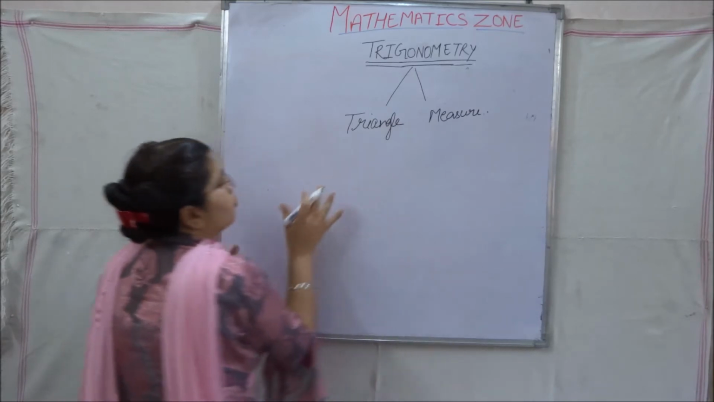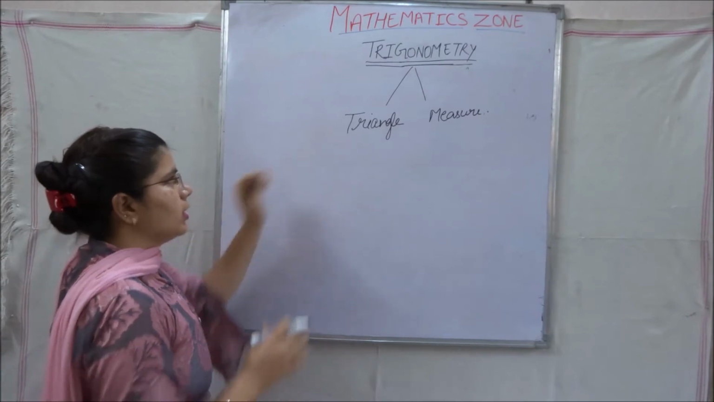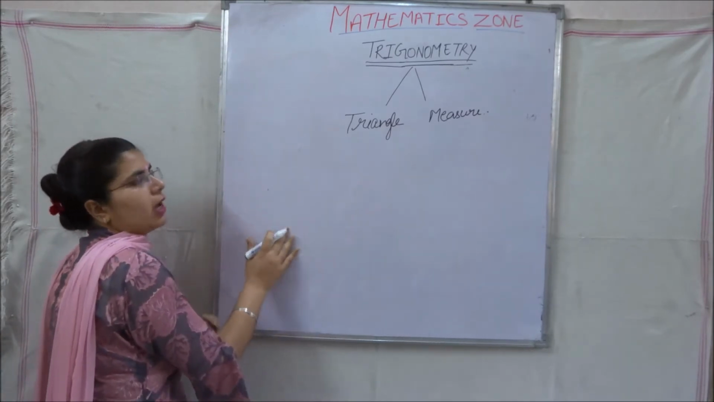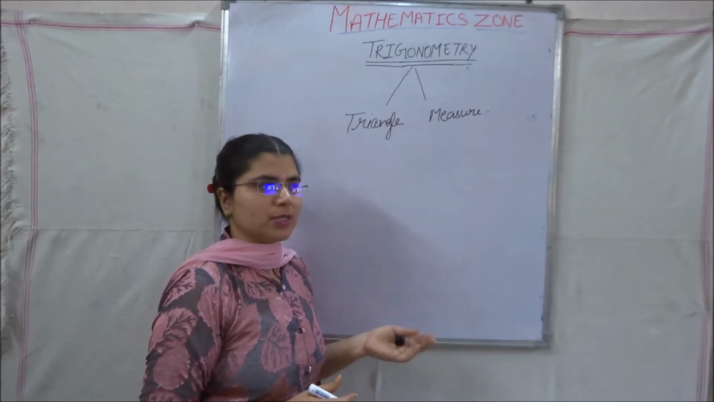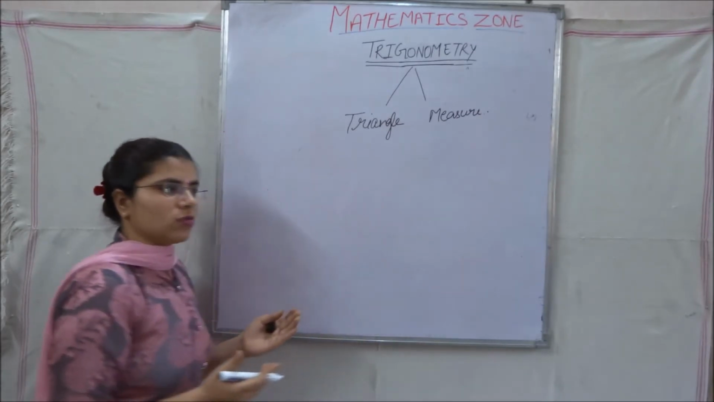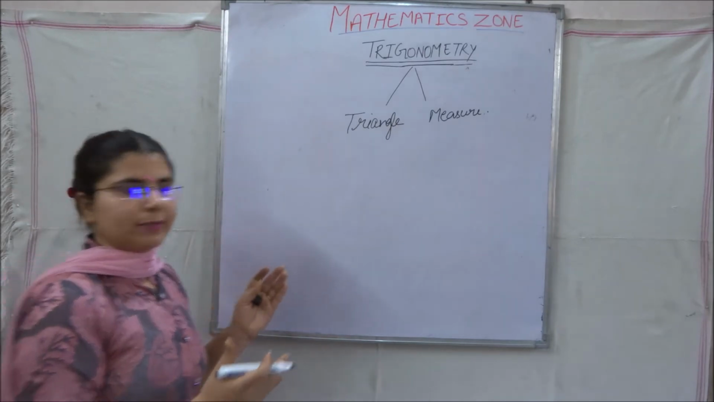Now what is the application of trigonometry? The application of trigonometry is that it is used in planetary motion, in GPS, in ships, and it is also used to find the distance of a long building and its height.